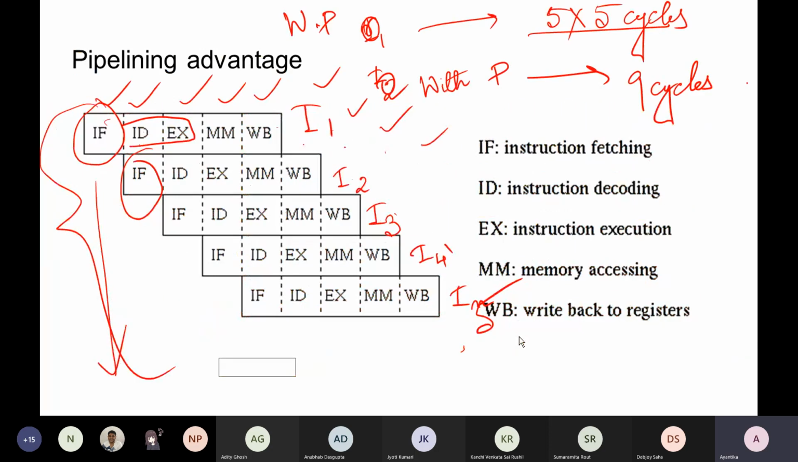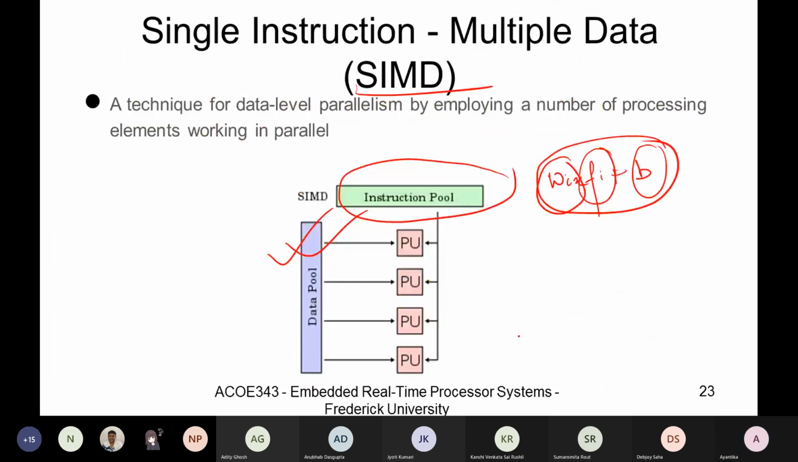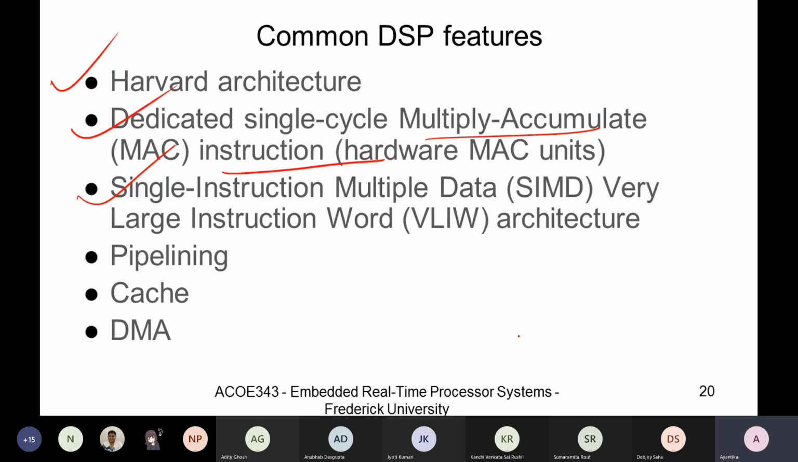Okay, go back. Yes, we have discussed up to now: we have discussed Harvard architecture, we have discussed these MAC units, we have discussed VLIW and SIMD, and then we have discussed pipeline. Next day we will discuss these two, cache and DMA. Okay, so today I'm not starting them.